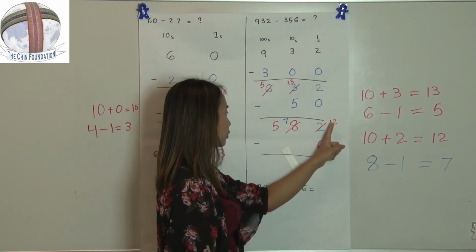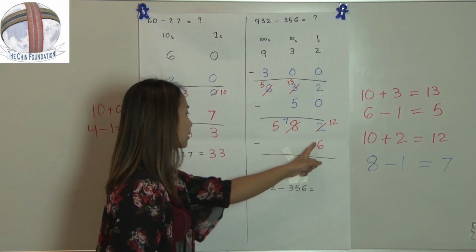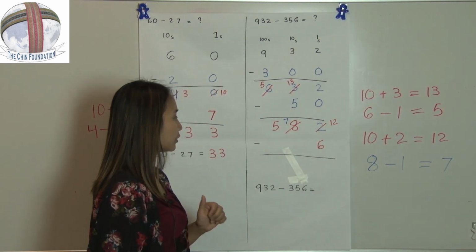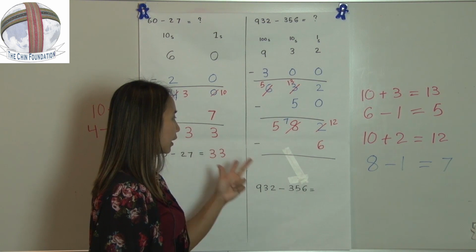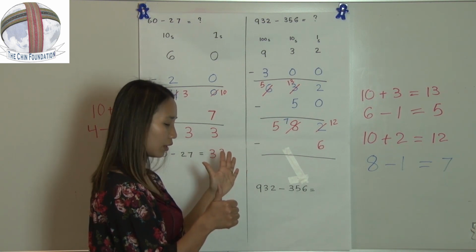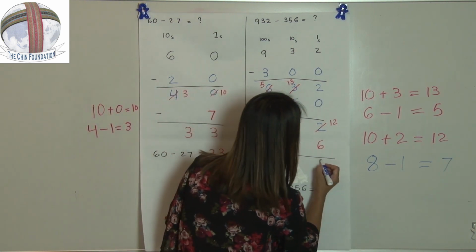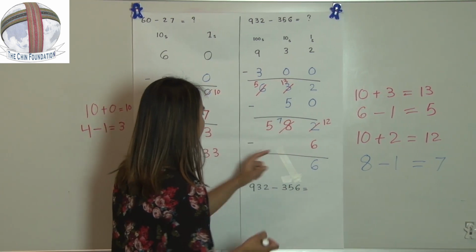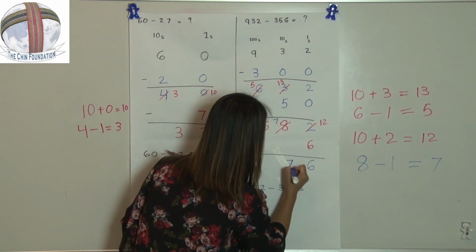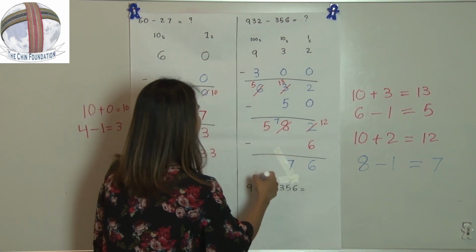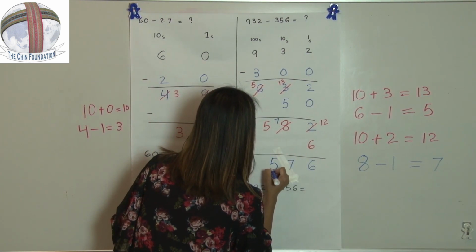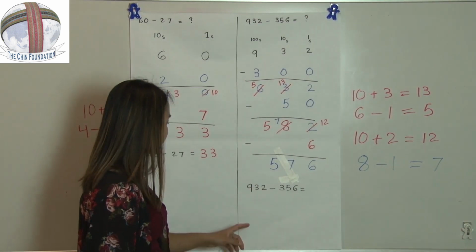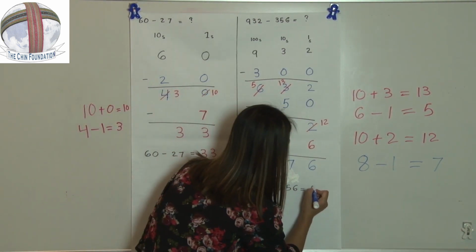12 take away seven. Six, sorry. So after seven: 8, 9, 10, 11, 12. That is five. Seven minus zero, nothing, that means seven. Five minus nothing, that means five. Okay. So the answer is 576.